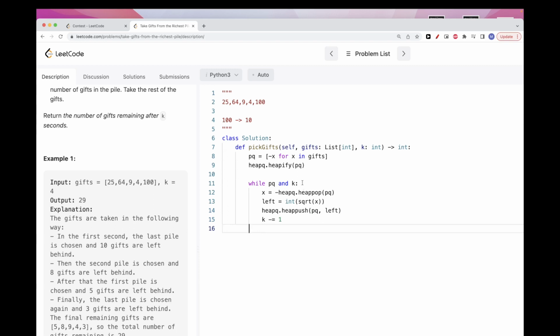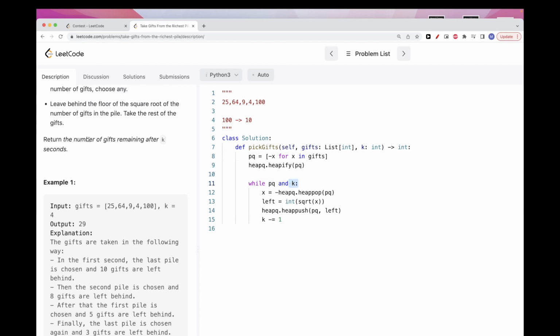And then at the end, after either k iterations or the queue is empty, especially after k iterations, what we want to return is the number of gifts remaining after those k seconds. So what's that? That's just what's left in the queue, and we take the sum. But remember, in the queue the values are negative because we want to get the highest value. So we just want to get rid of that negative, and then we take the sum of that.